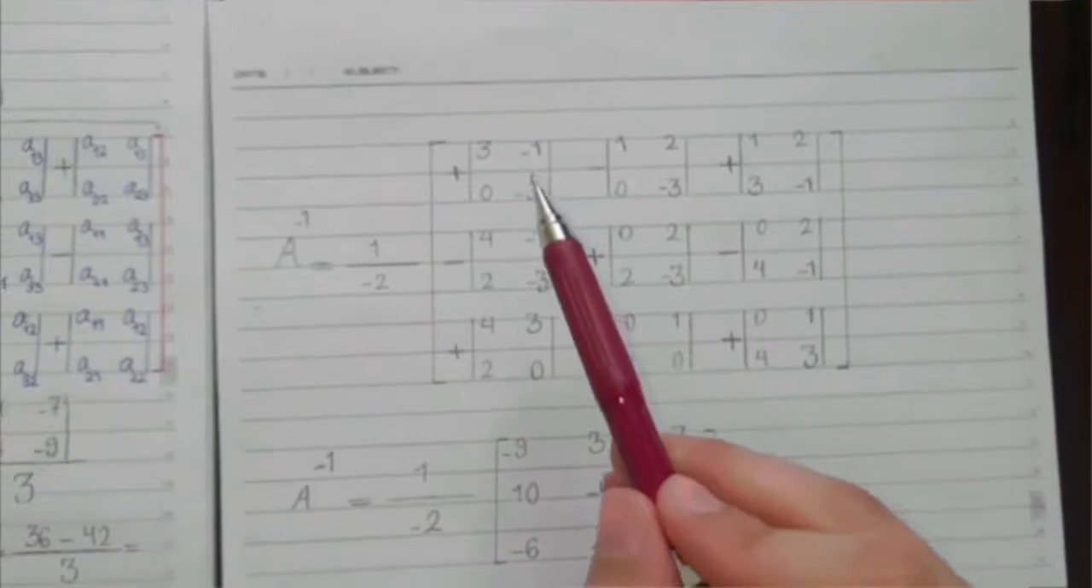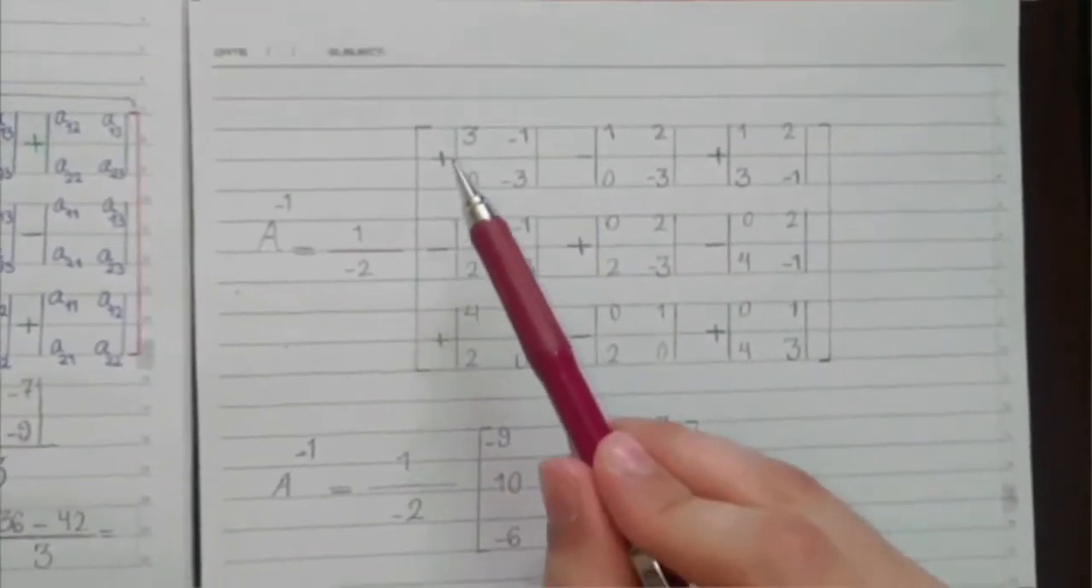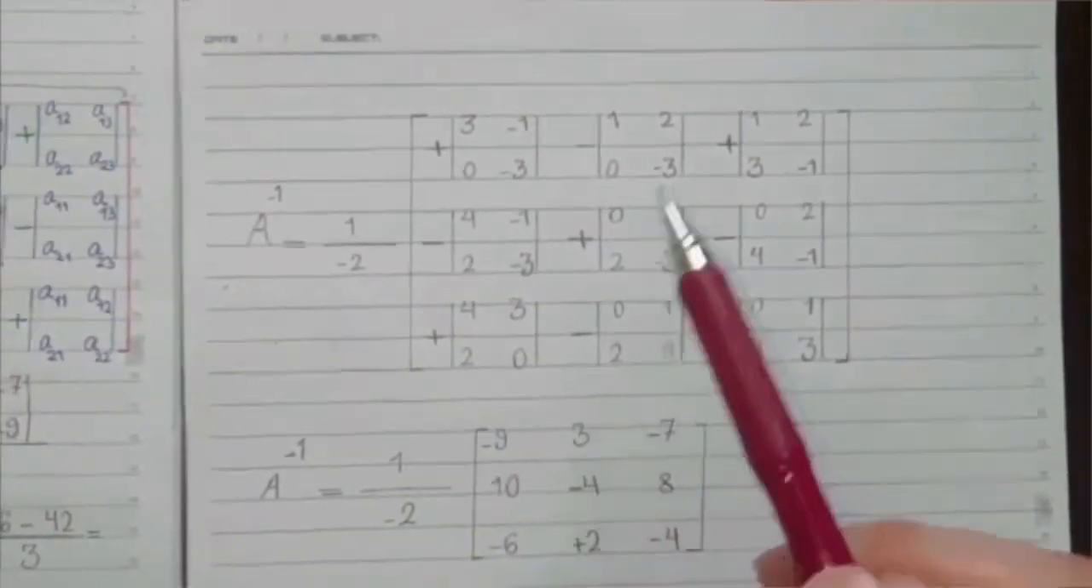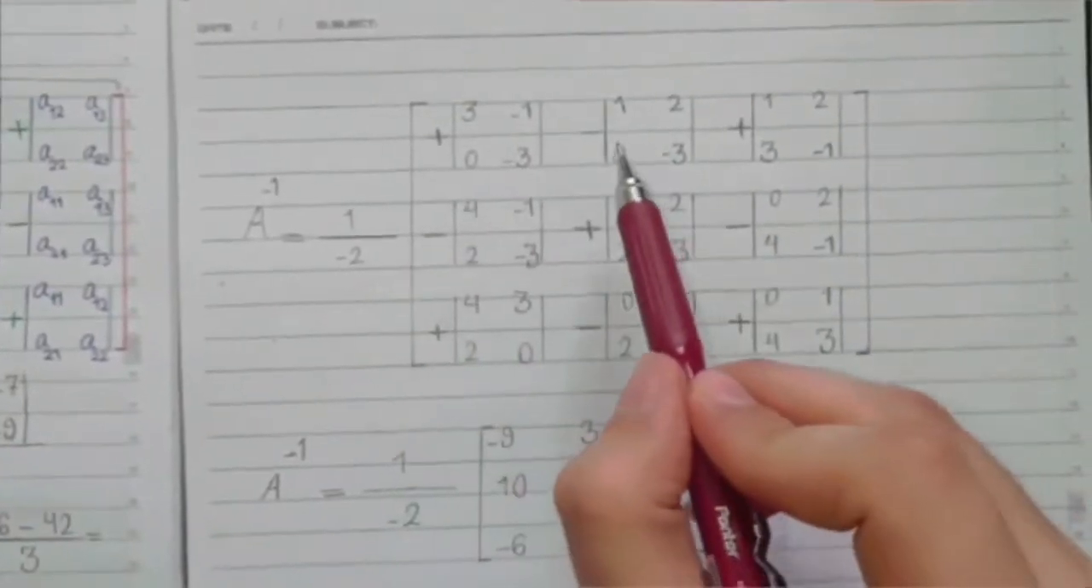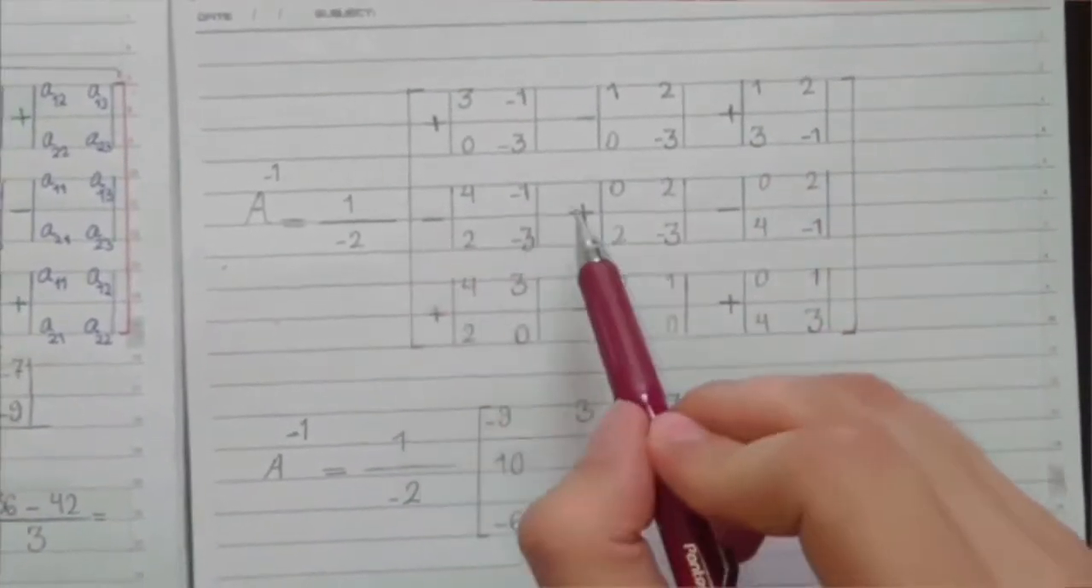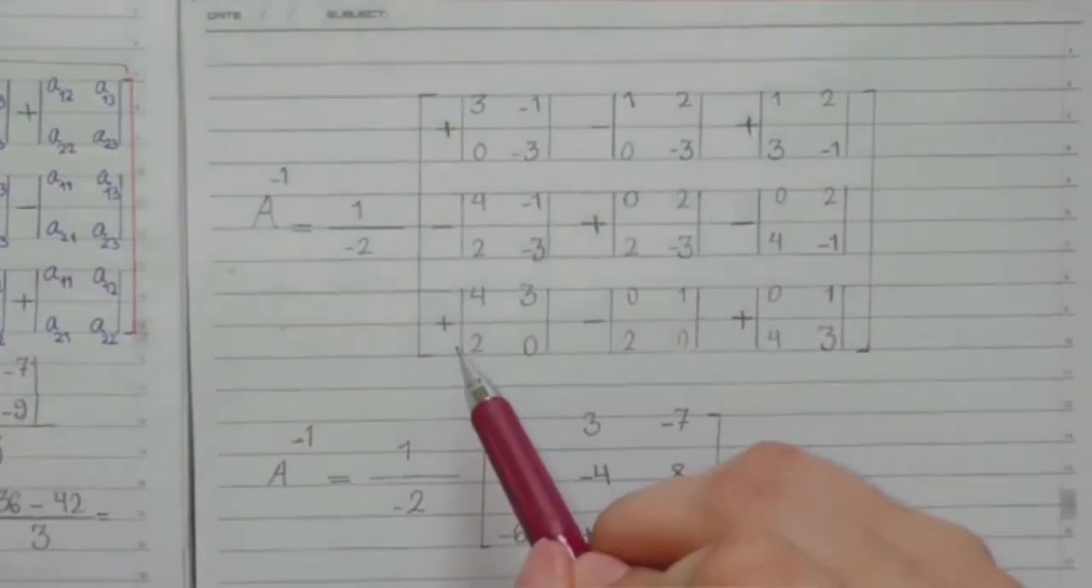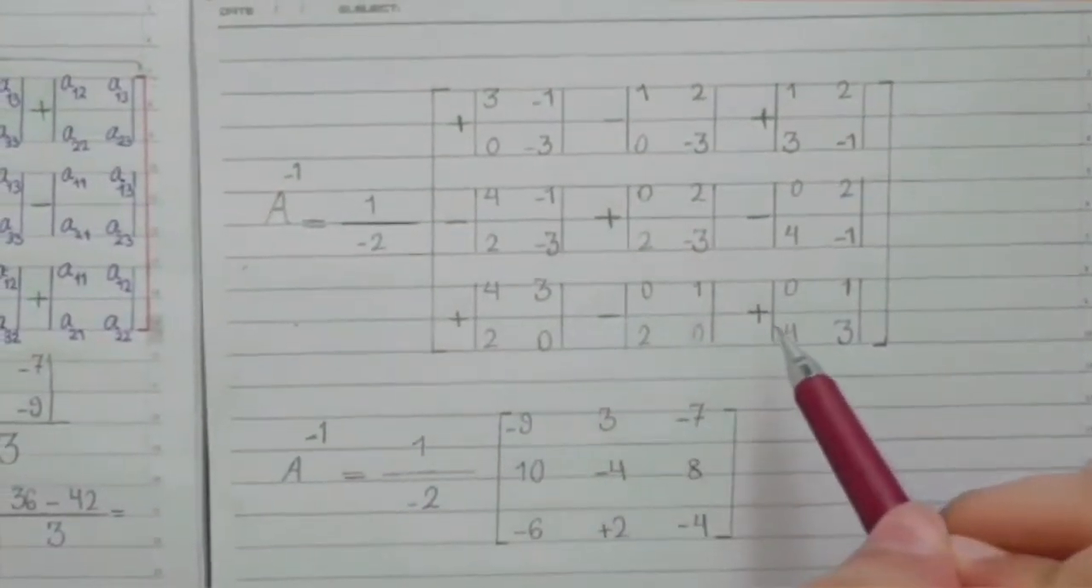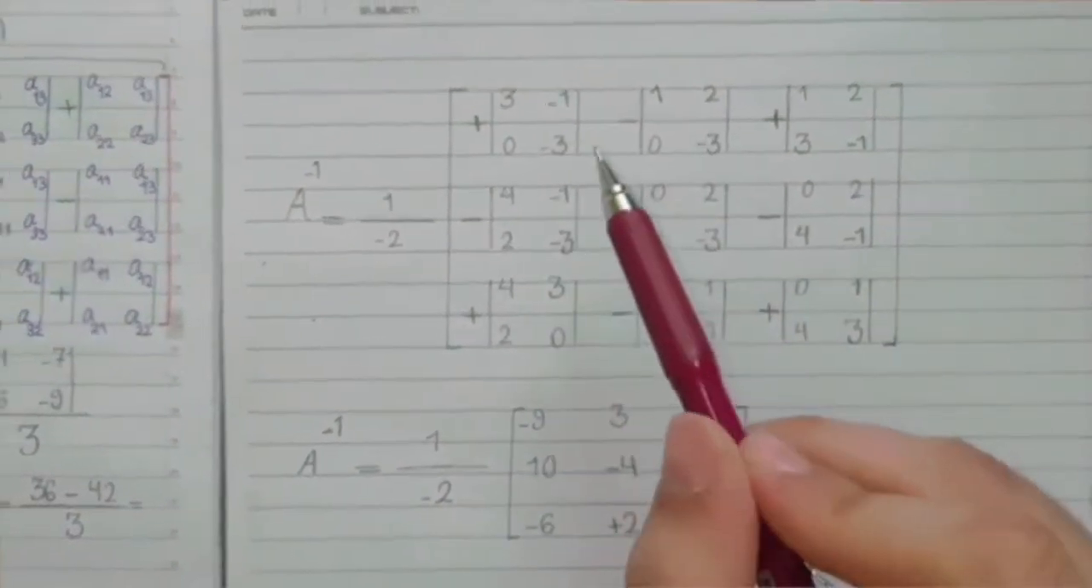And about the signs, we know that the first entry is positive and we change the signs. So it's going to be positive, negative, positive, negative, positive, negative, and positive, negative, and positive here, okay?